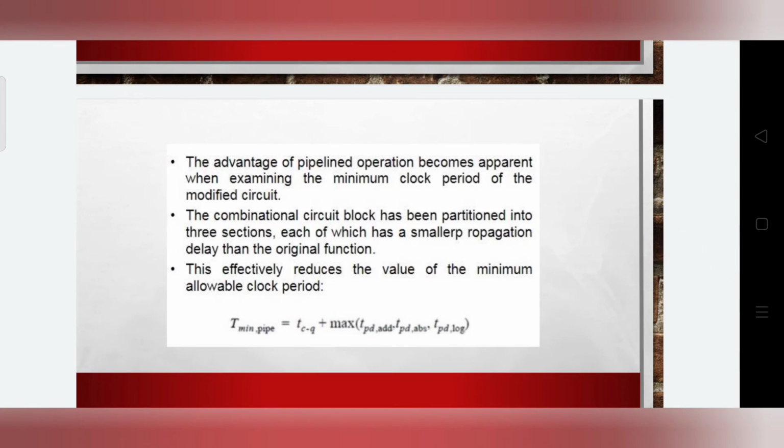The advantage of the pipelined operation becomes apparent when examining the minimum clock period of the modified circuit. The combinational circuit block has been partitioned into three sections, each of which has a smaller propagation delay than the original function. This effectively reduces the value of the minimum allowable clock period. T_min,pipelining is equal to T_CQ plus the maximum T_PD,sub, T_PD,log.